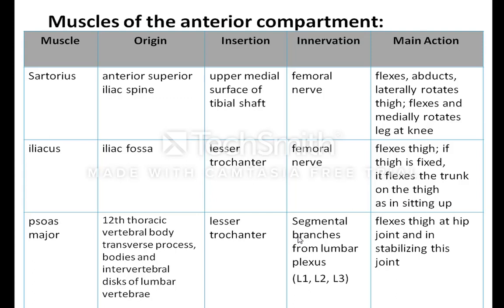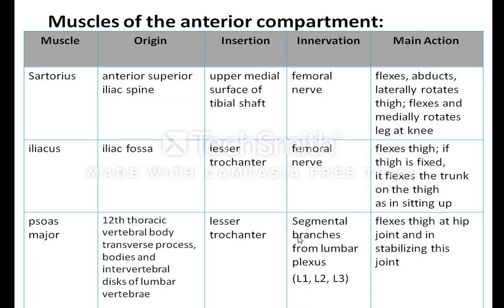If the thigh is fixed, it's flexing the trunk, and vice versa. So when the trunk is fixed, it is flexing the thigh. It shares action with the psoas major. The psoas major originates from the 12th thoracic vertebral body, transverse processes, and intervertebral disc of all lumbar vertebrae. It's inserted together with the iliacus at the lesser trochanter. It's innervated from the lumbar plexus from L1, 2, and 3.